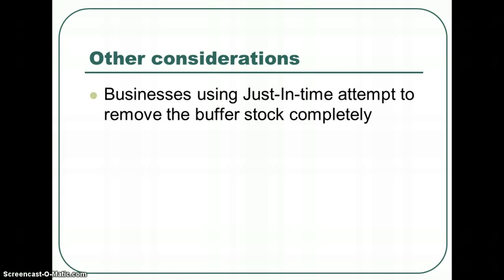So, when it comes to stock control, there are lots of other things that need to be considered. So, is the business using just-in-time to remove the buffer stock completely? We talked about just-in-time as one of these Japanese methods. It means the stock is delivered just in time for you to use it. So therefore, you don't use a buffer stock. In theory, you order that stock and it's delivered in time.